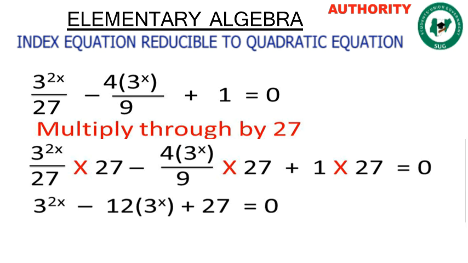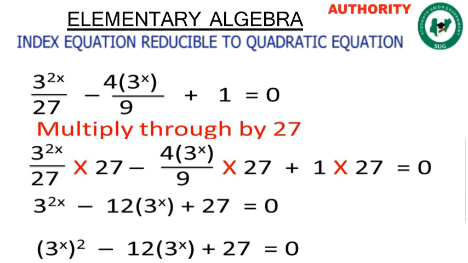Now let's go. Everything is linear now. It is one line, no fraction, alright? Now let's see what we're going to do. Now we'll have 3 raised to power 2x. Let's put it in bracket and send 2 outside. So we're going to have 3 raised to power x in bracket raised to power 2, minus 12 in bracket 3 raised to power x, close the bracket, plus 27 is equal to 0.